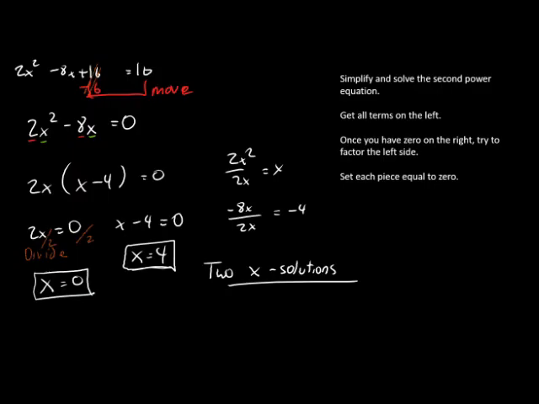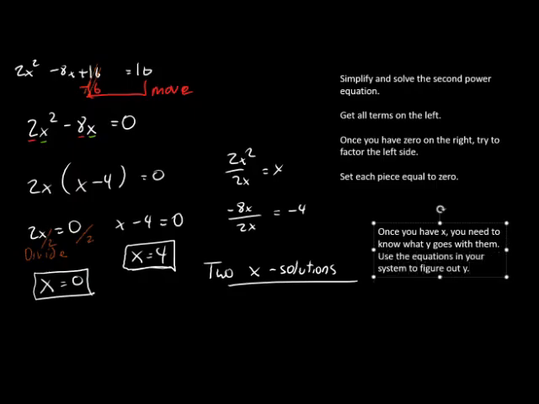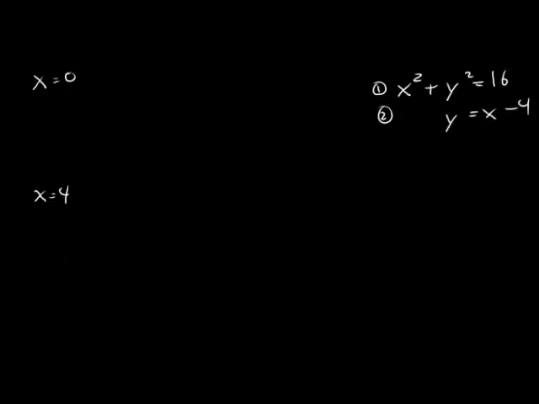With a nonlinear system, though, it is not enough to get the x's, we'll need to know what y's go with them. Therefore, the problem does not end here. We have to figure out what y goes with these x's using our equations in our system. We will move our x's onto the next page and try to accomplish that. With our x equals 0 and our x equals 4, we can put them in somewhere in the system to figure out what y is.